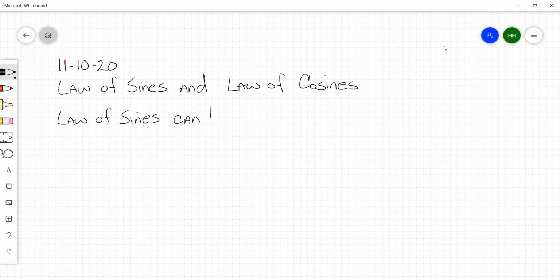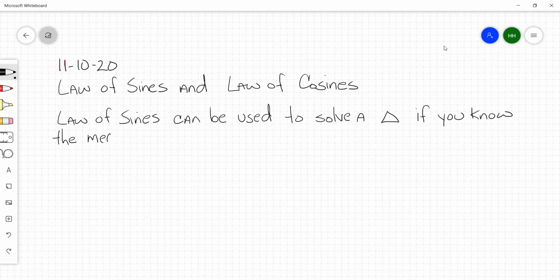Law of sines can be used to solve a triangle if you know the measures of two angles and any side.